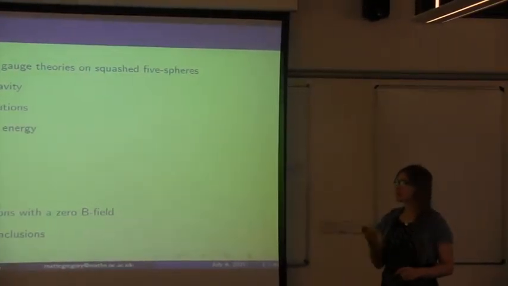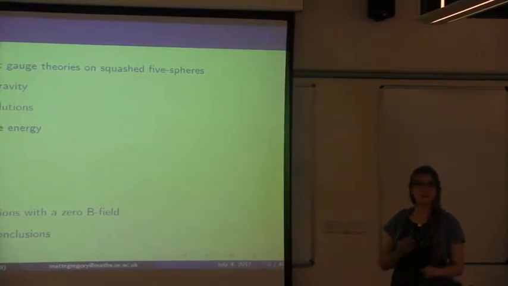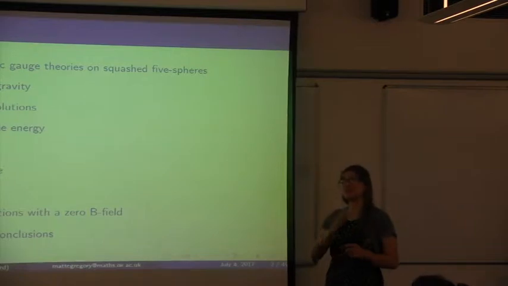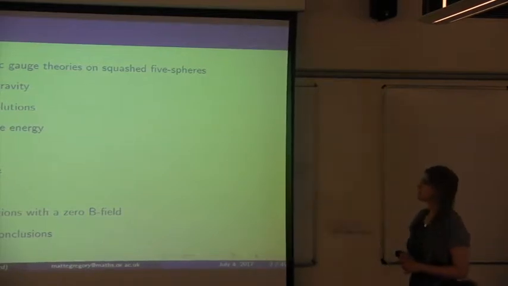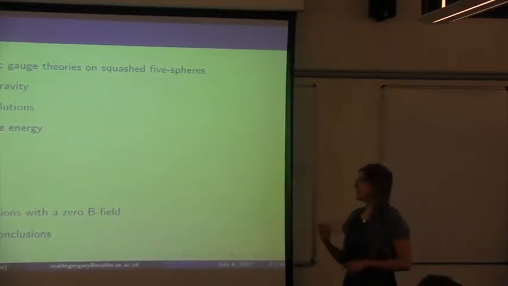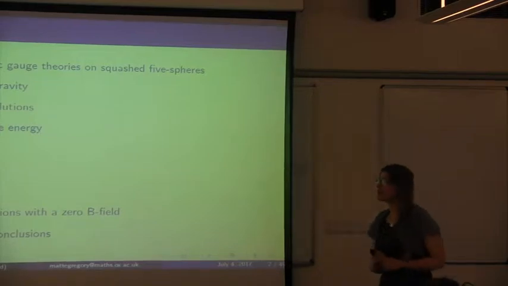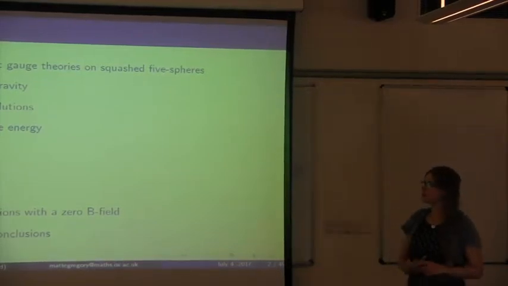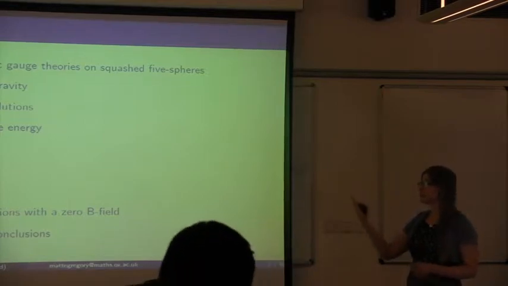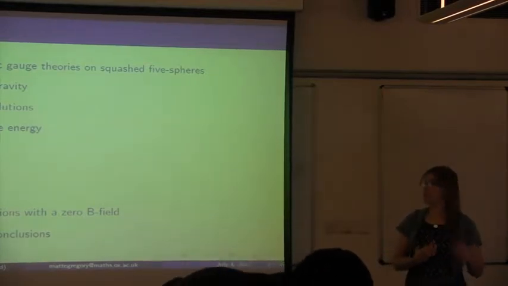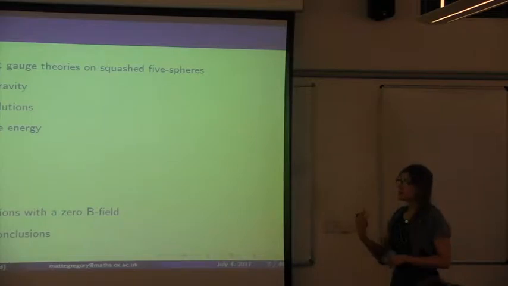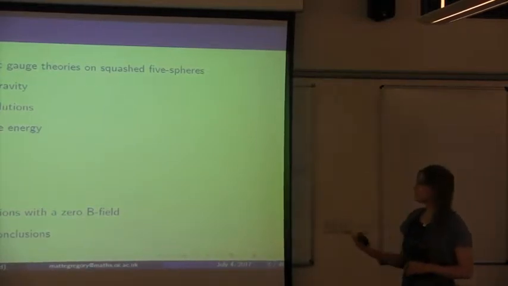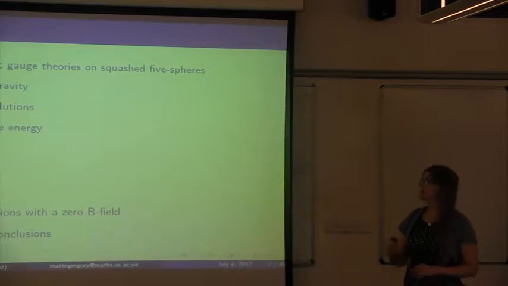That is because Romans supergravity is a consistent truncation of massive type IIA string theory, so we're going to find some supergravity solutions to that. Then, in order to compare to the supersymmetric gauge theory, we're going to look at the holographic free energy that we saw yesterday in Leib's talk, and then we're going to look at Wilson loops as well.